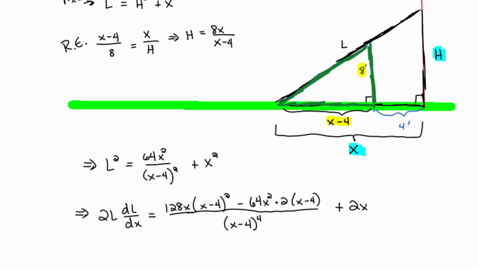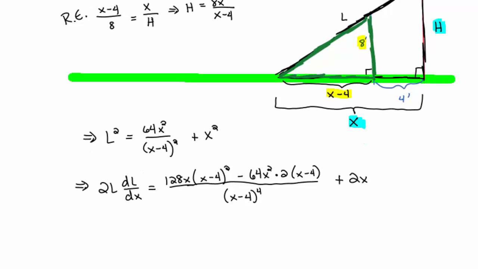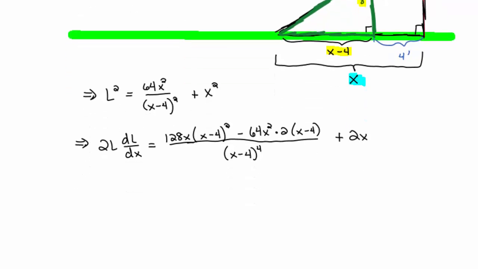It still looks pretty terrible. However, at least we can kind of solve this out and not really sweat it too much. There's a little cleanup that you can do here. So remember what we need to do. We need to look at the critical numbers.